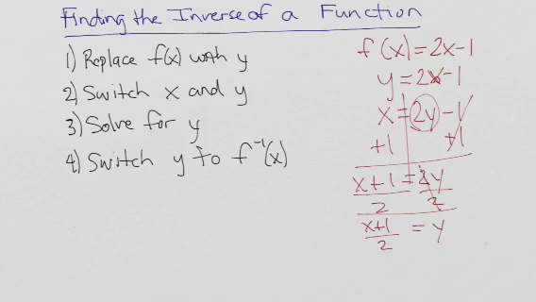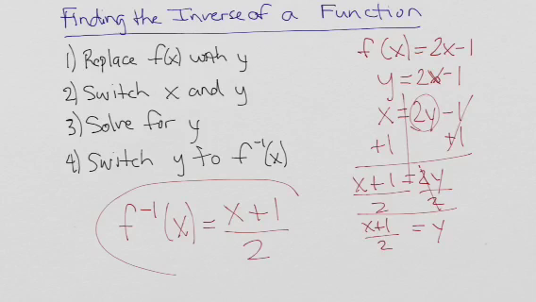Final step, switch the y back to the final answer stage. F inverse of x is now equal to x plus 1 over 2. So not a terribly difficult process. So again, replace the f of x with y, switch the x and the y, then solve, get the y by itself, and then switch y back to what's called the inverse function of x, f negative 1 exponent.